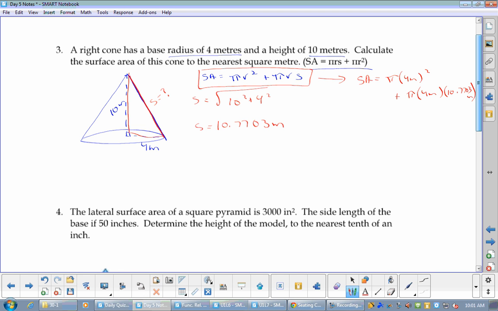And that gives us 185.60943 meters squared. It says to the nearest meter, so that would be 186 meters squared.